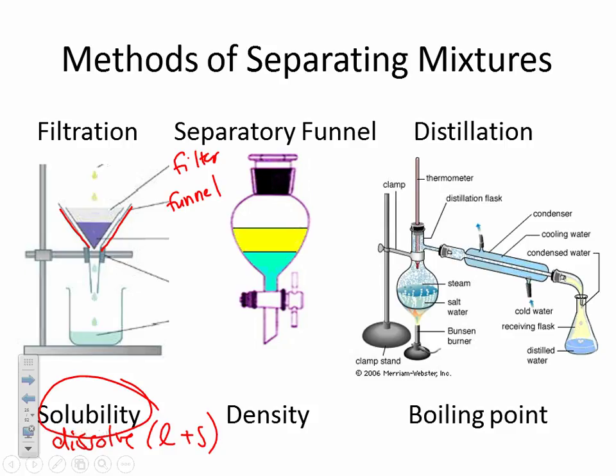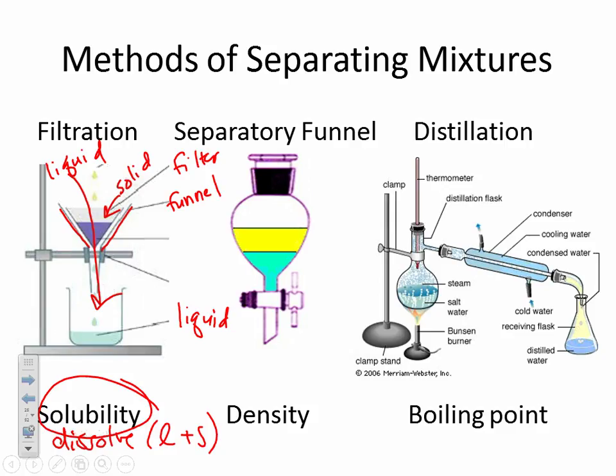That's the solid. So the solid would stay inside. It's trapped by the filter paper. It can't go through the filter paper. But the liquid component of the mixture, which would be like your liquid coffee, can actually flow through the filter paper and gets collected on the bottom. So filtration is a means of separating a mixture based on solubility, which typically is going to have a liquid and a solid component.